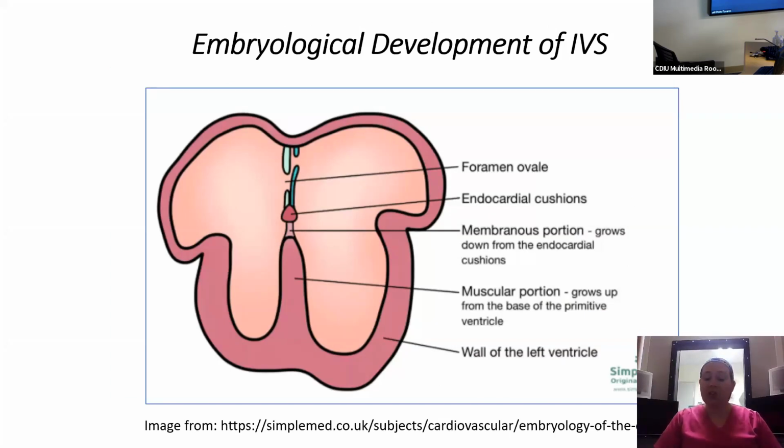Development of the IVS starts at 5 weeks of gestation. Firstly, a muscular portion of the primitive ventricle grows upwards towards the endocardial cushions. It doesn't quite reach the cushions and forms the primary interventricular foramen. A membranous portion originating from the aortopulmonary septum and the endocardial cushions grows downwards and closes the foramen. The IVS will be completed by 8 weeks of gestation.